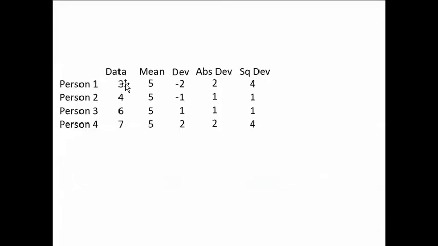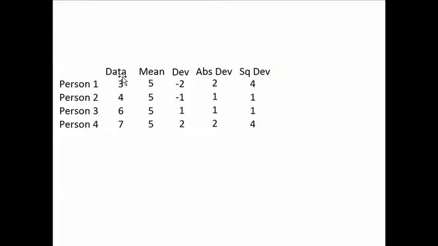Here's a made-up data set with 4 data values. The 4 data values are 3, 4, 6, and 7. The mean of these 4 data values is 5. If you added these 4 data values and divided the total by 4, the answer would come out to 5. So the mean of this data set is 5.